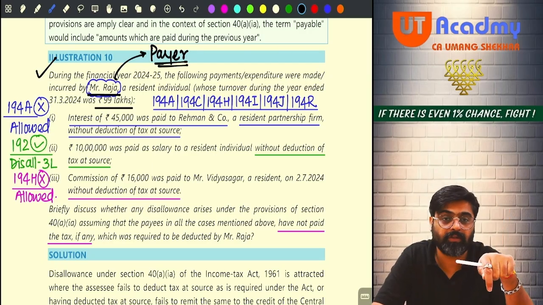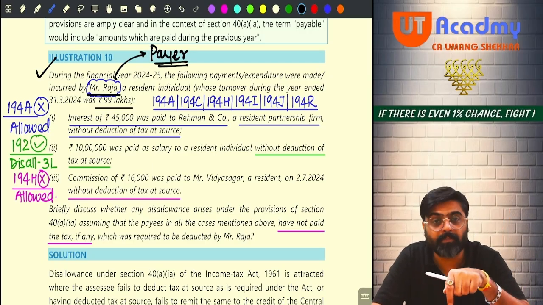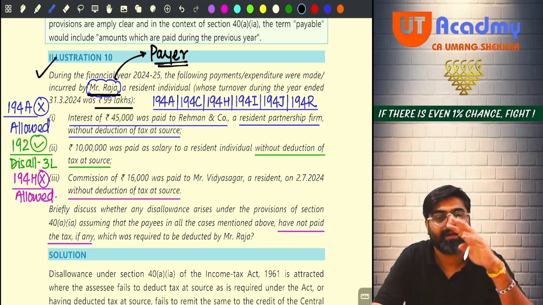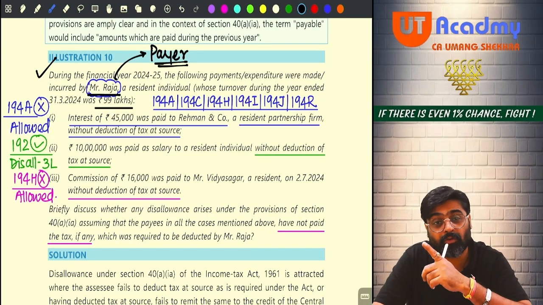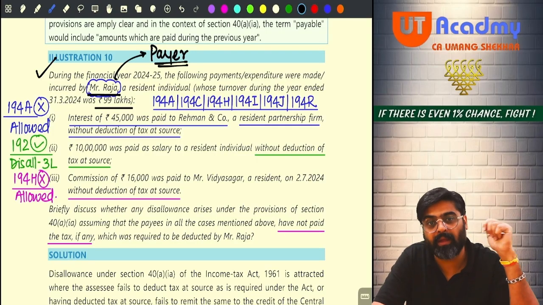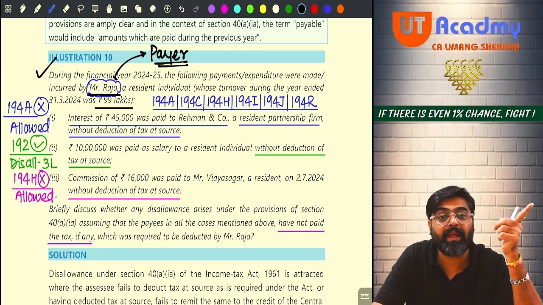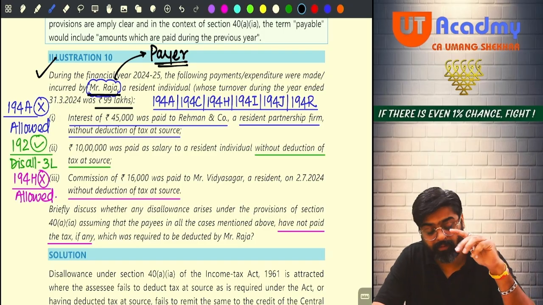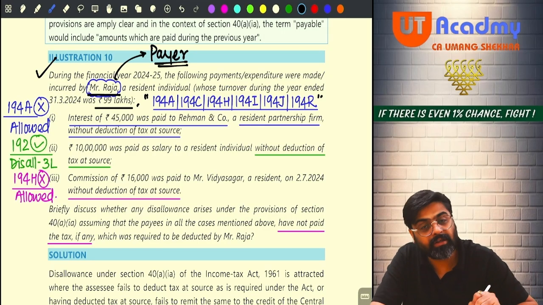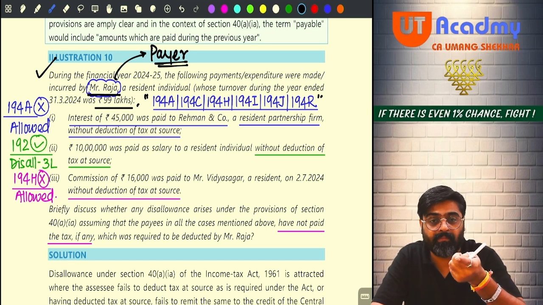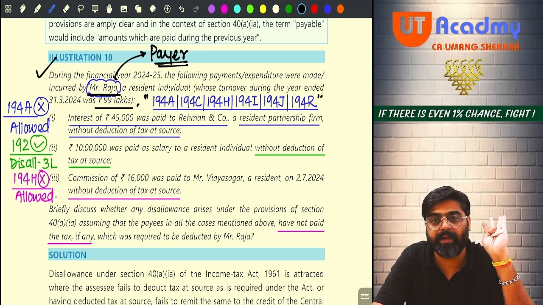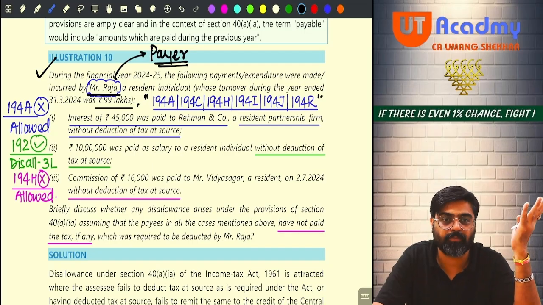Now, whenever in this year Mr. Raja makes these payments to residents, Raja may or may not be a resident. We are not supposed to see his residential status. We have to see the residential status of the payee. So the payee is a resident. And if he is making these payments to a resident payee during the year, he will not be liable to deduct any TDS. Understood? But if any other payments are made by him, on those payments he will be liable to deduct TDS, provided the TDS provisions are fulfilled.